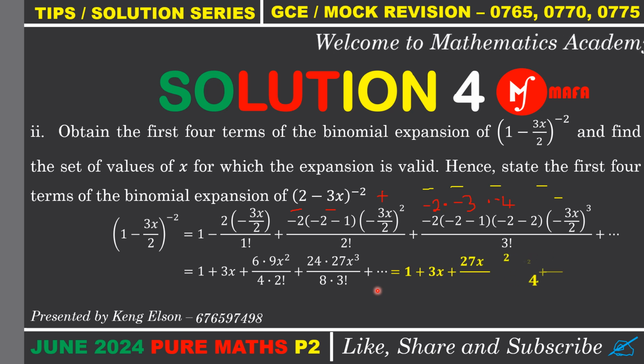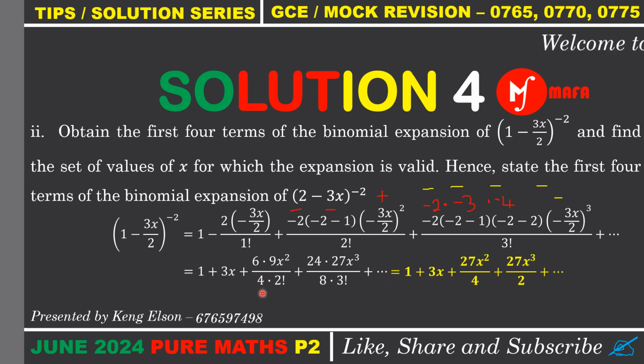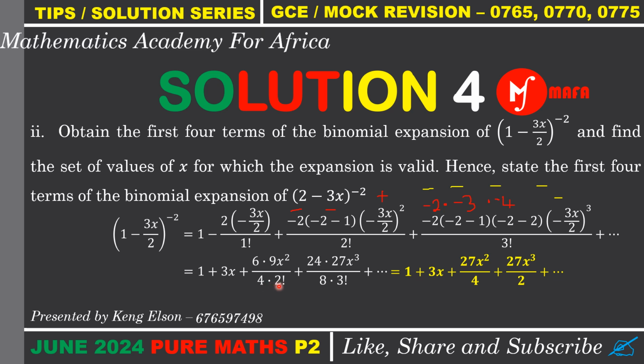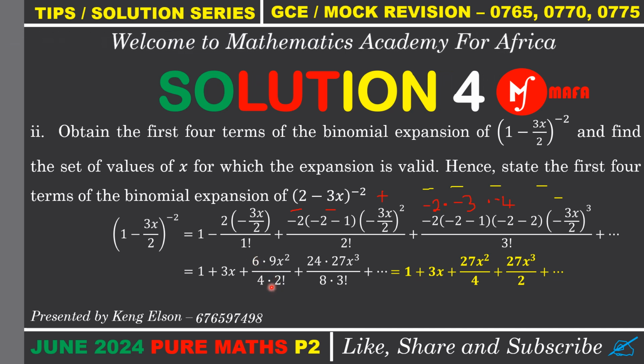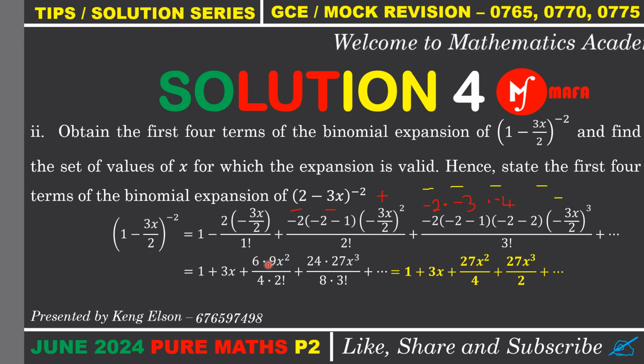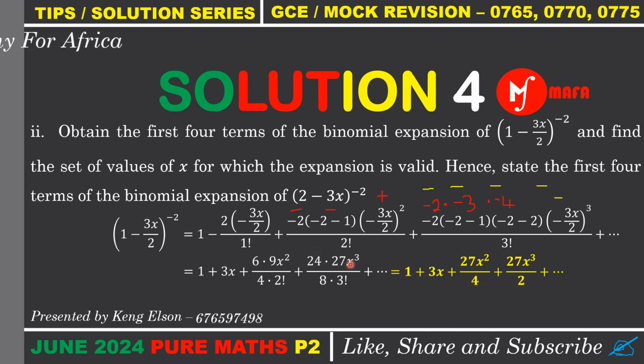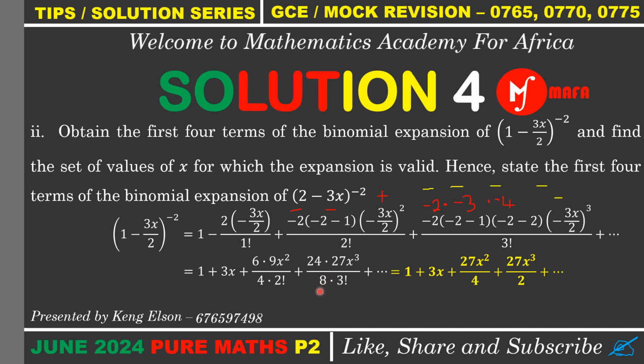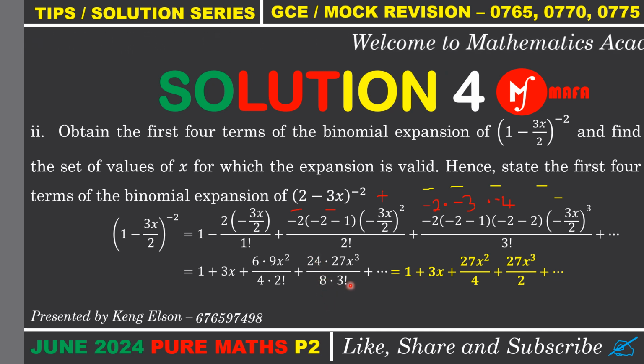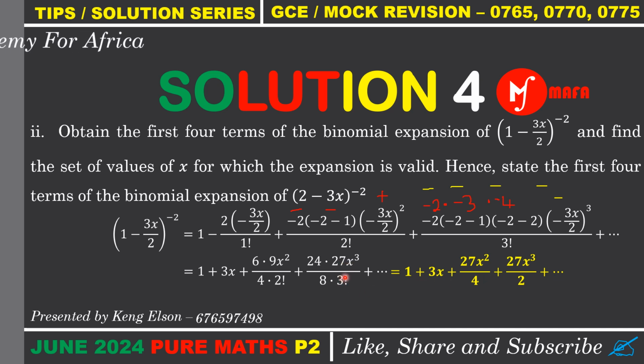Now simplification, finally, we are going to have here 2 factorial is 2 times 4 is 8. 6 over 8 then times 9 will give you 27 on 4. Alright, now this last term here, 3 factorial is 6 times 8 is 48. 24 on 48 is half. Then we are left with 27 in the numerator, 27x cubed.